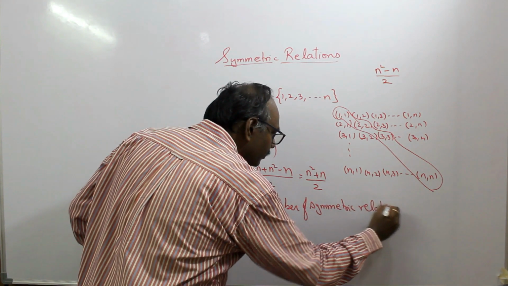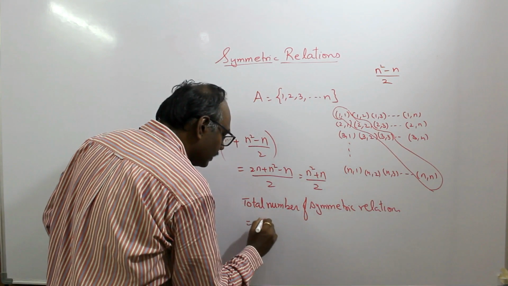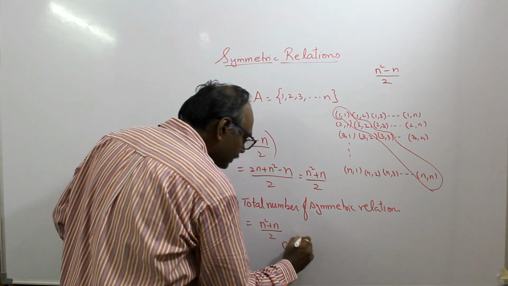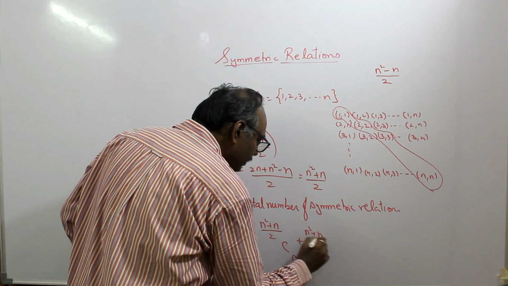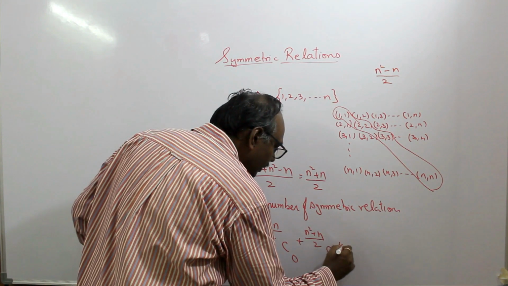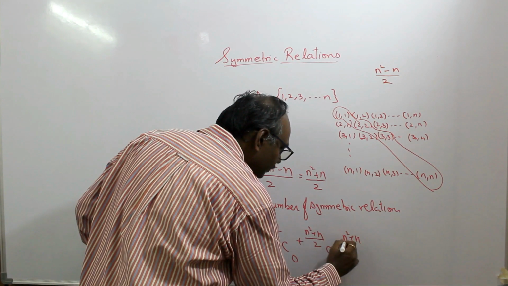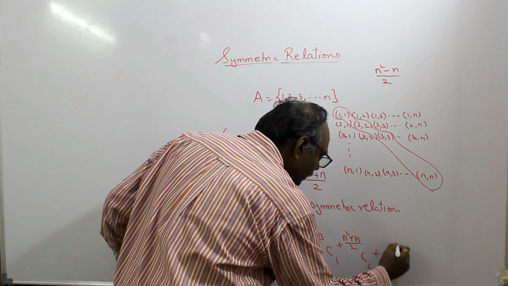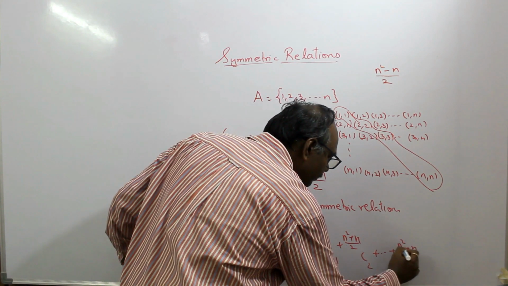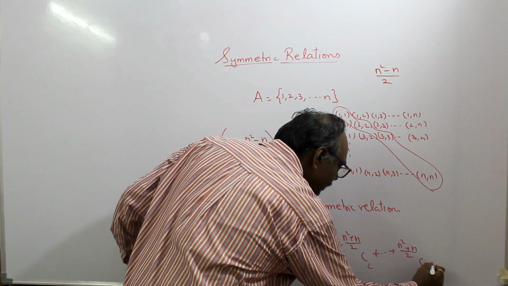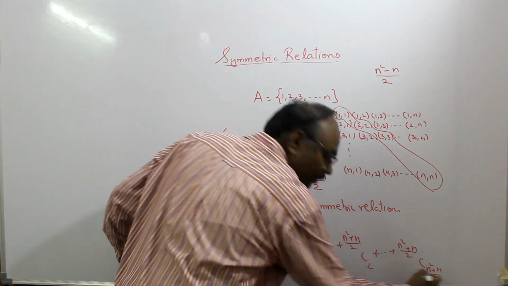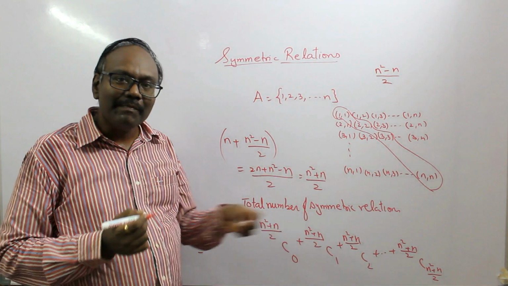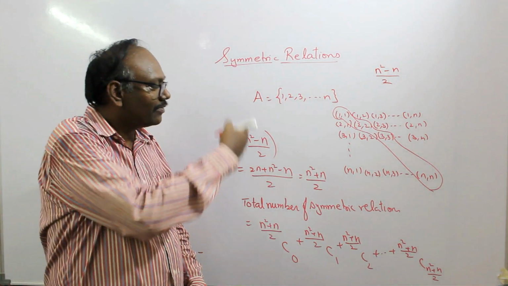is equal to C(n²+n)/2, 0 plus C(n²+n)/2, 1 plus C(n²+n)/2, 2, plus so on till C(n²+n)/2, (n²+n)/2, which is nothing but the sum of all the binomial coefficients. Please make a note of this.